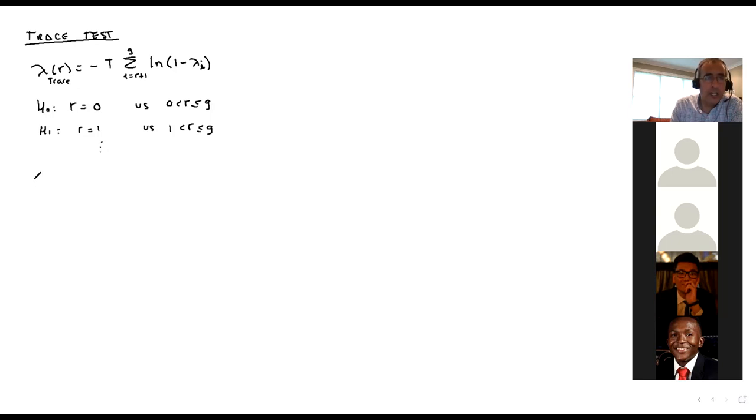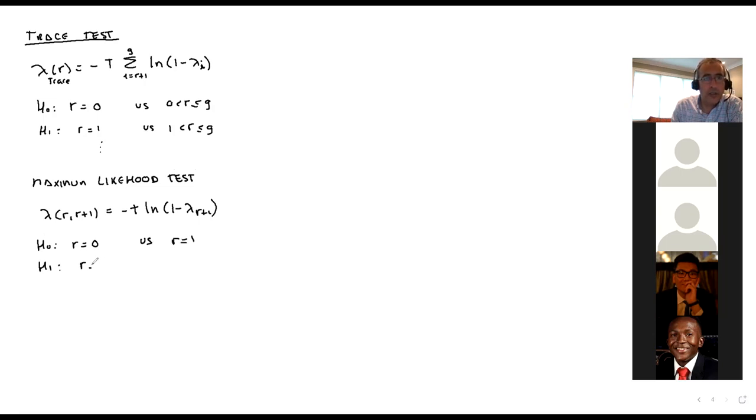We're going to see that in a minute. And the maximum likelihood test, guys, is very similar to this one here, but it computes one at a time. So this is going to be minus T times ln of 1 minus gamma r plus 1. The null hypothesis here is r equals 0 versus r equals 1. The next one is going to be r equals 1 versus r equals 2, et cetera. Okay, so this is the maximum likelihood test.